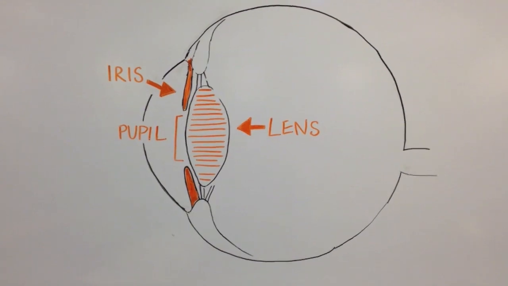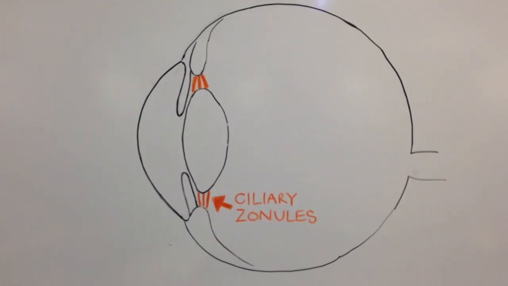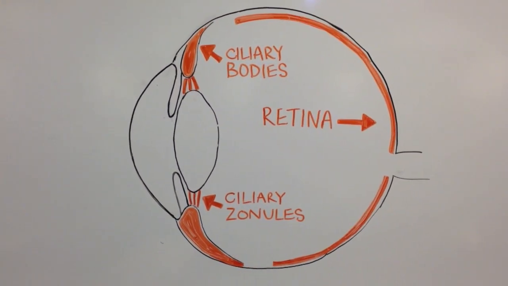Here are some structures to remember: the cornea, the anterior chamber, the posterior chamber, the iris, the pupil, and the lens. In the posterior portion of the eye, we have the ciliary zonules, the ciliary bodies, the retina, which holds the rods and cones, and the vitreous chamber.